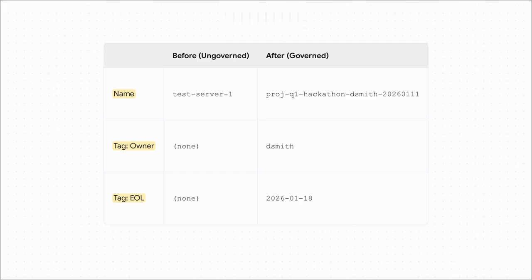And here it is, the payoff, all in a single view. On the left, you've got a mystery server. Who owns it? What's it for? When can we delete it? Nobody has a clue. But on the right, you have perfect clarity. We know it's for the Q1 hackathon, it's owned by D. Smith, and it has a scheduled end of life of January 18th. One is total chaos, the other is total control.